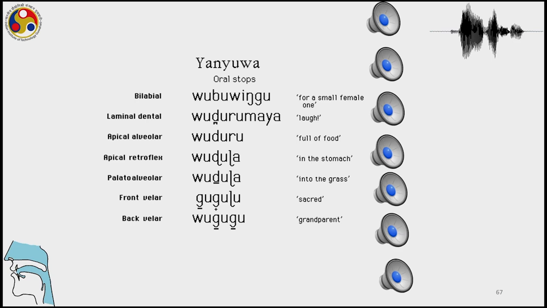That's a bilabial, laminal dental, apical alveolar, apical retroflex, palato-alveolar, and a front velar versus a back velar.